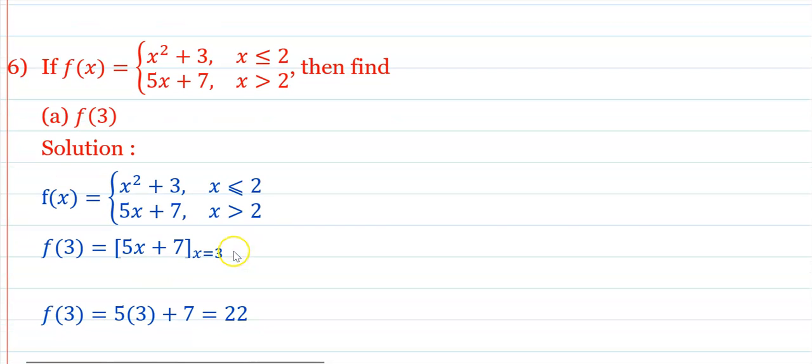Okay. Now the next. If f of x is equal to x square plus 3, where the value of x is less than or equal to 2, and f of x is equal to 5x plus 7, where x is greater than 2, then find f of 3.